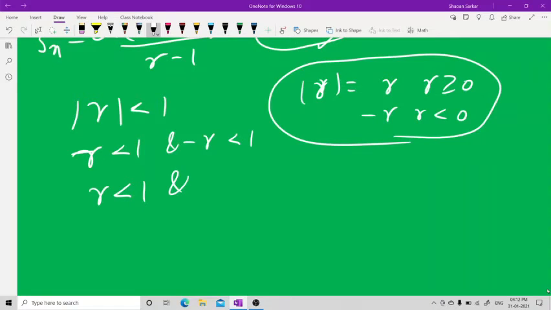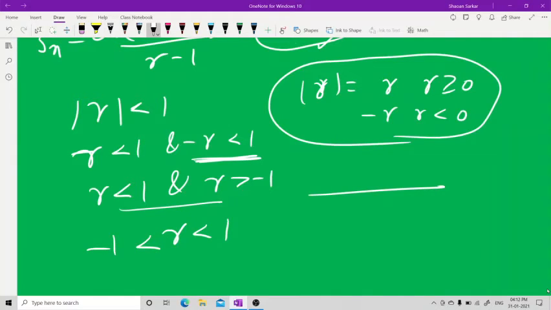When you multiply an inequality by minus, what will it become? r greater than minus 1. So joining both, r less than 1 and r greater than minus 1, this will become r greater than minus 1 and r less than 1. So the interval is r, open interval.